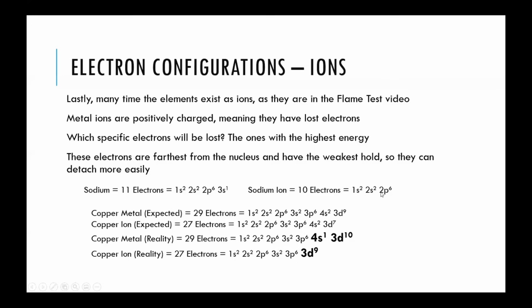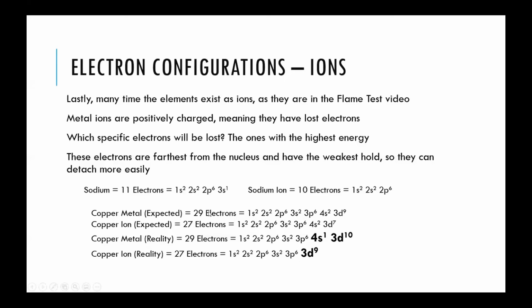Now it's completely stable, and you'll notice when an ion in particular is very, very stable, all of the subshells are completely filled in. Each of the s subshells has 2 electrons, and this p subshell has 6 electrons. They're completely filled.